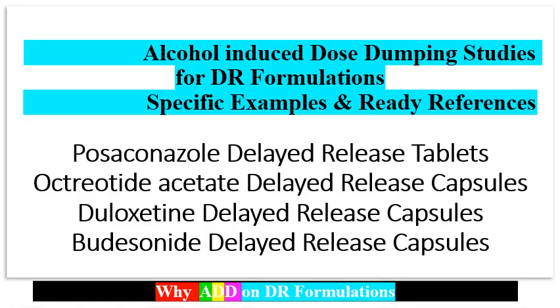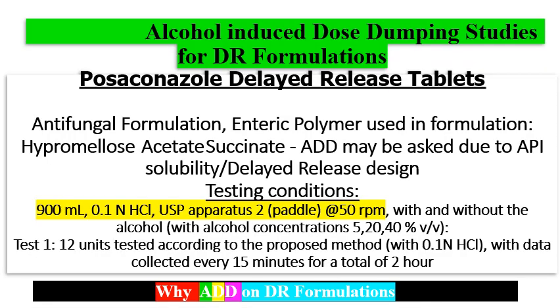Now I have some examples and ready references from which we can understand the studies required for alcohol induced dose dumping for delayed release dosage forms. For that I have considered examples like posaconazole delayed release tablets, octreotide acetate delayed release capsules, duloxetine delayed release capsules, and budesonide delayed release capsules. First of all, we will consider posaconazole delayed release tablets.